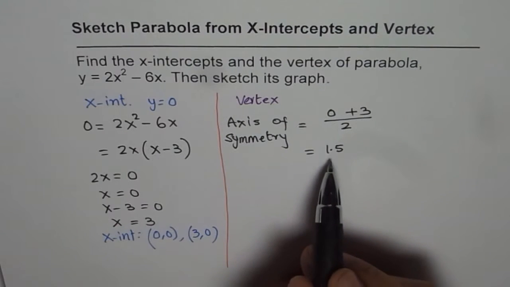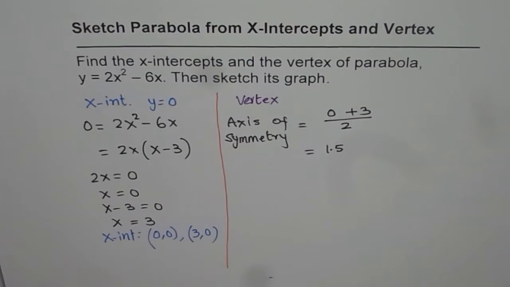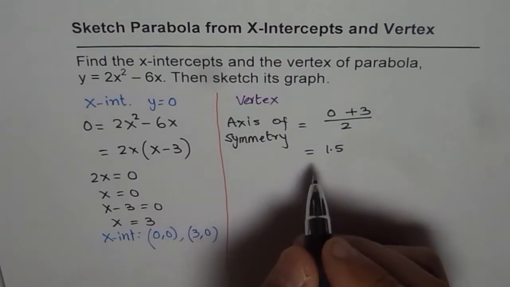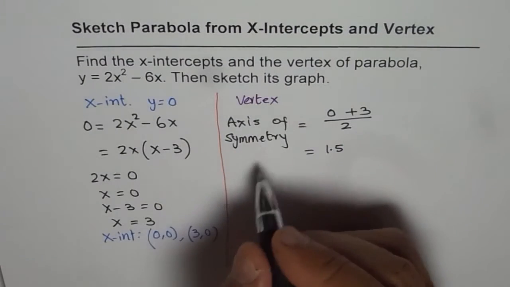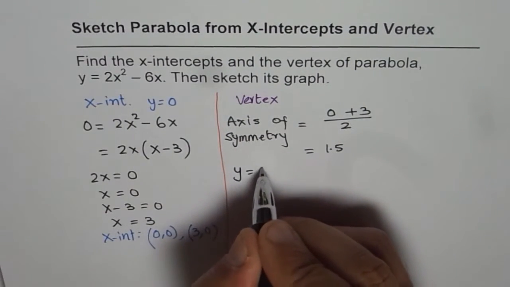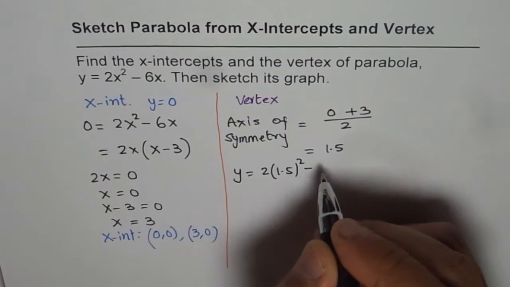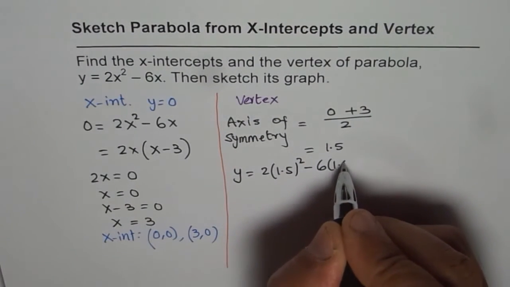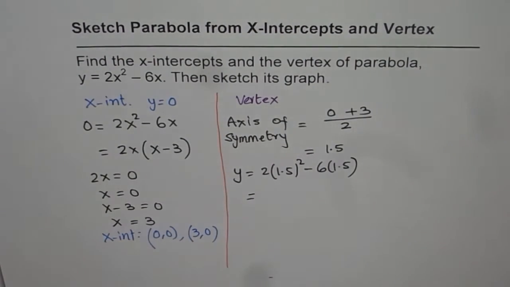Now vertex will lie on this point, and therefore we can find the y value by placing 1.5 in our equation, right? So let us put 1.5 in the equation and then find the y value. So we can use any one of these equations. So y equals 2 times 1.5 squared minus 6 times 1.5, correct? Now we can use the calculator to calculate our answer, right?